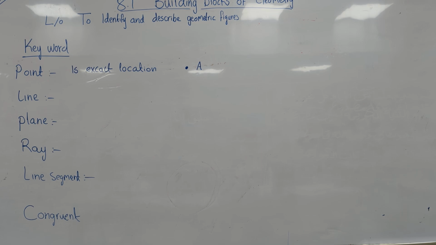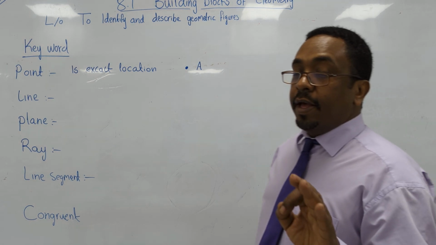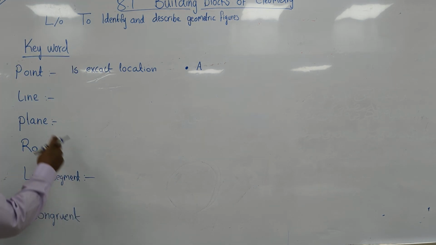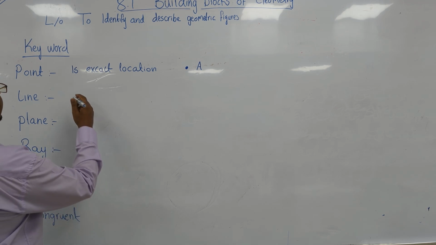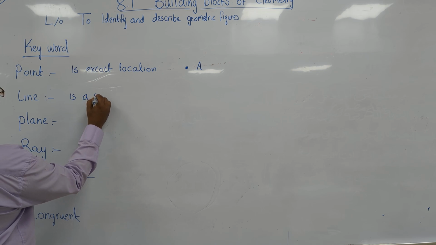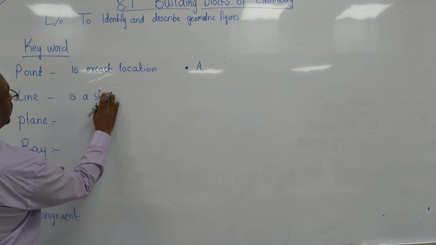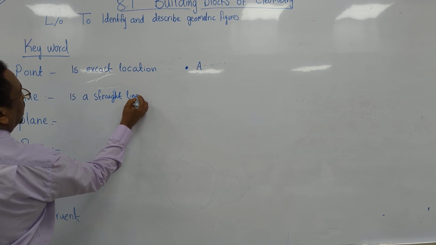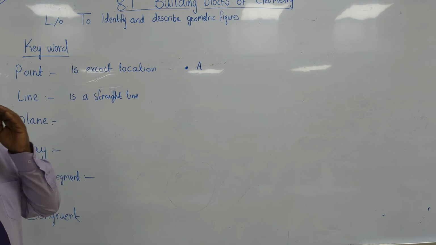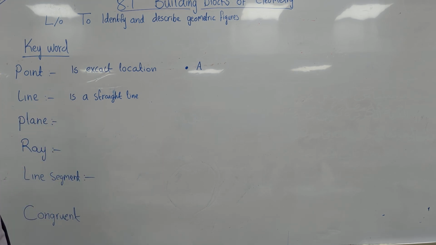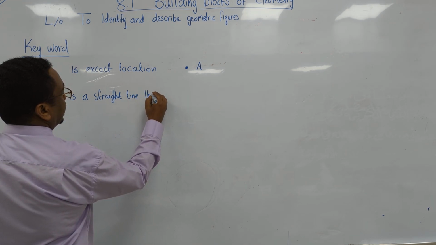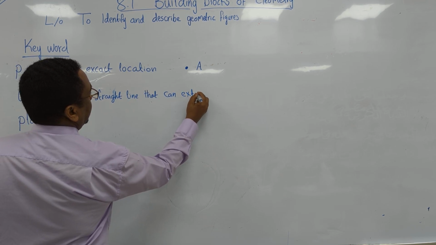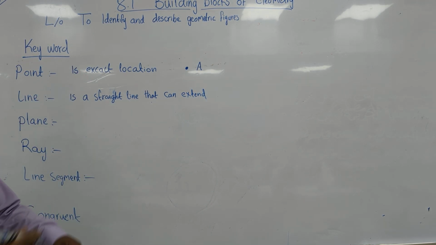So the next one is line. What is a line? A line is a straight line that can extend on both sides forever. So write down that: a line is a straight line, and it should extend on both sides. That means it will extend forever. A straight line that can extend on both sides.